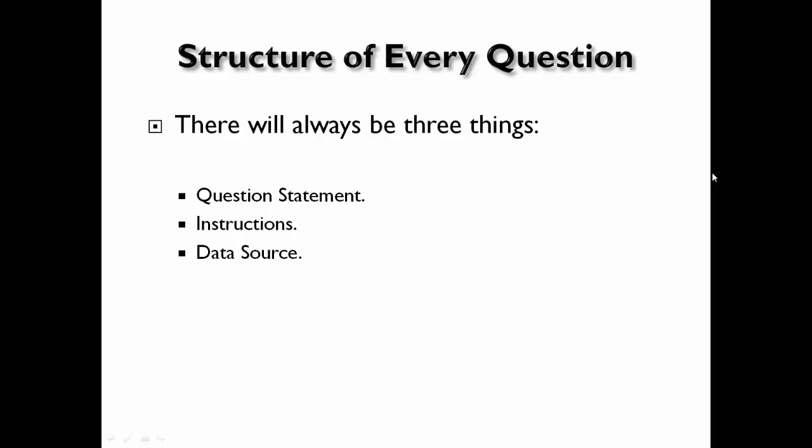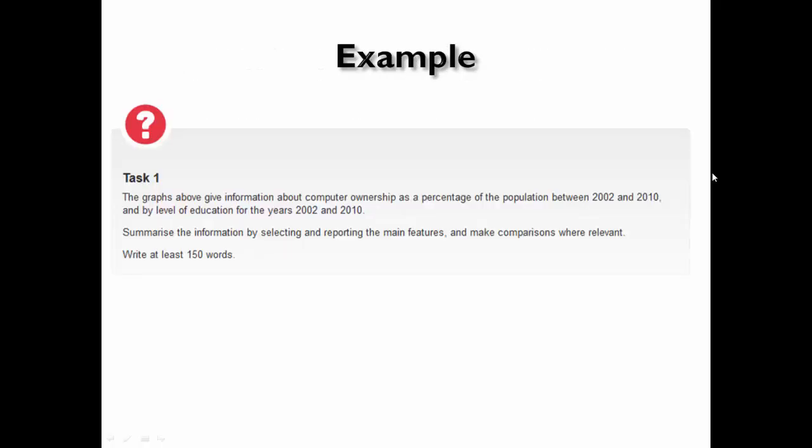Every Task 1 question has 3 things. It never changes. It's always these 3 things. First, you'll be given a question statement, then you'll be given instructions, and then you'll be given a data source. So let's look at each of these 3 things in more detail. So this is an example of 2 of these things. I'll just highlight this here.